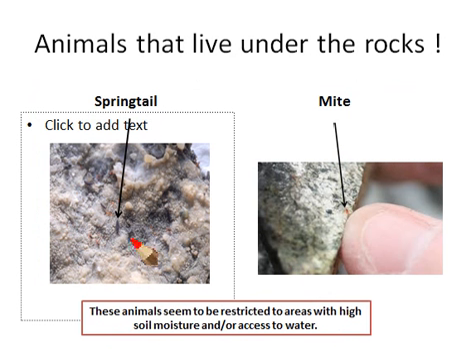So this is what we find underneath rocks. We've got some arthropods here. These are animals without internal skeletons. They have an external skeleton. So we've got a little springtail here and a little mite here. And these organisms again are restricted to areas where there's some moisture.